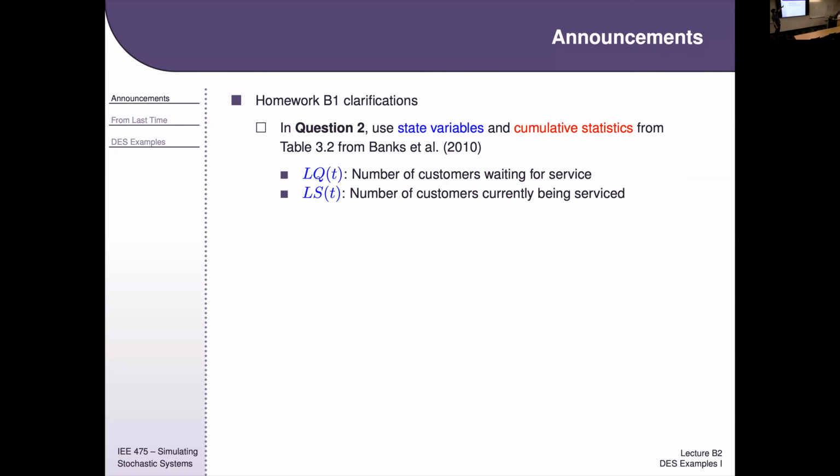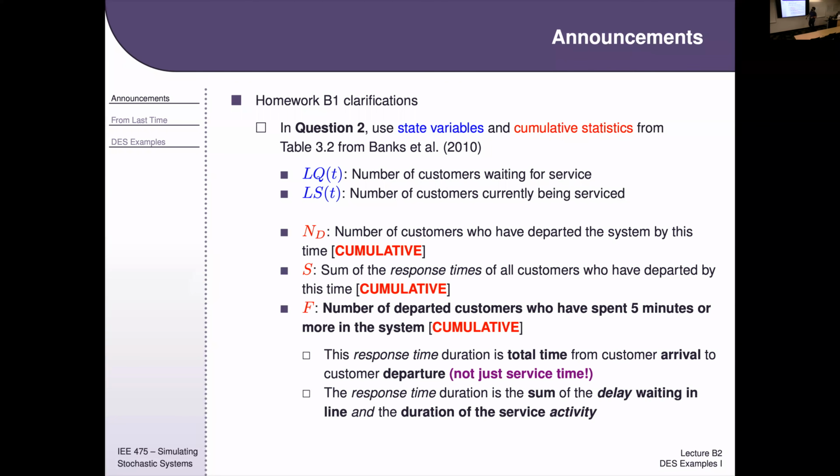Other things, in question 2, the state variables and cumulative statistics come from table 3.2 in the lecture textbook, the Banks book. So this is a quick primer, but you can find this in the Banks book. LQ is the number of customers currently waiting for service at this instant of time. LS is the number of customers currently in service at this time. So LS will always be either 0 or 1. LQ plus LS will add up to however many people are in the line variable that you maintain in that problem. There's also a number of cumulative statistics in D, S, and F.